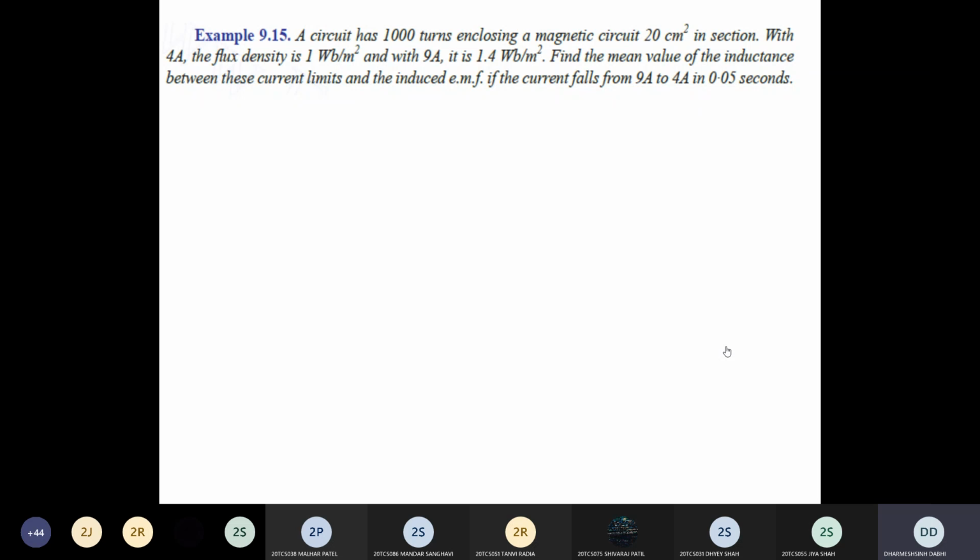Any doubt? Here the rate of change of flux density and the rate of change of current are given. So dB is given, the change in the flux density, and di is given, the change in the current. So replace here in the equation of inductance, N d phi by dt, replace the flux by B into A. Clear?